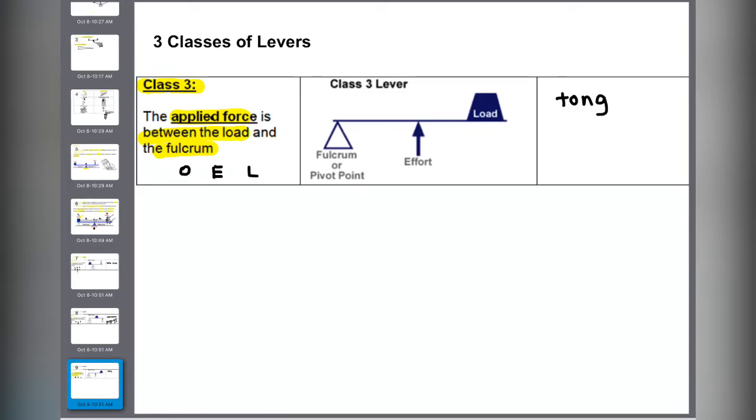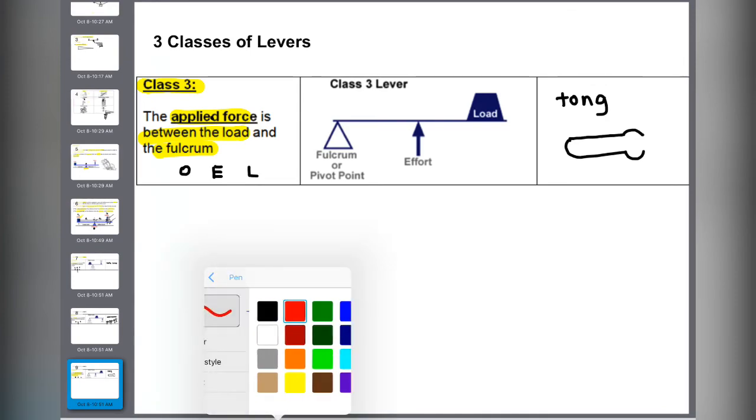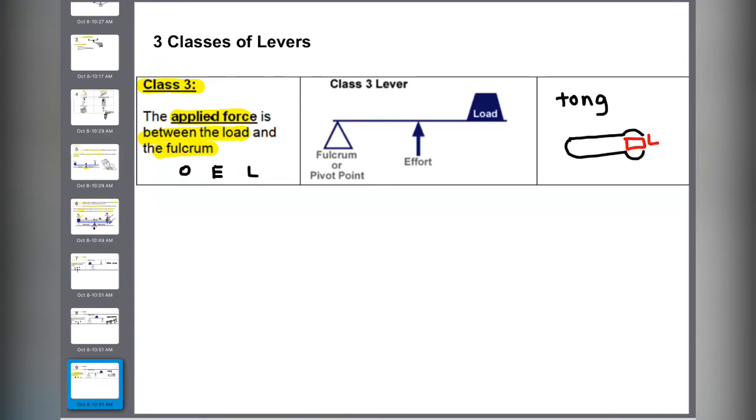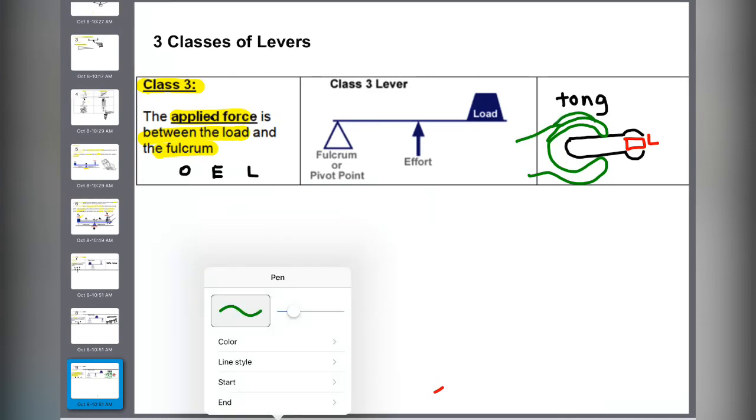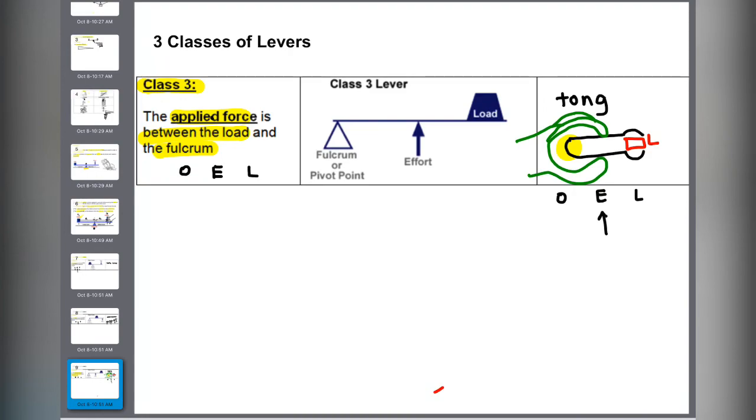Think of you picking up a sugar cube. I'm going to try to draw. If this is the tongs, do you see how your sugar cube is here? This is my load. Your finger is pushing down like this and your thumb is on the other side. I'm so sorry, you know I'm a wonderful artist. The pivoting point, the fulcrum, is right here. So I've got my fulcrum, my effort, meaning my hand, and then my load. Do you see how the effort is in the middle, making it a class 3?